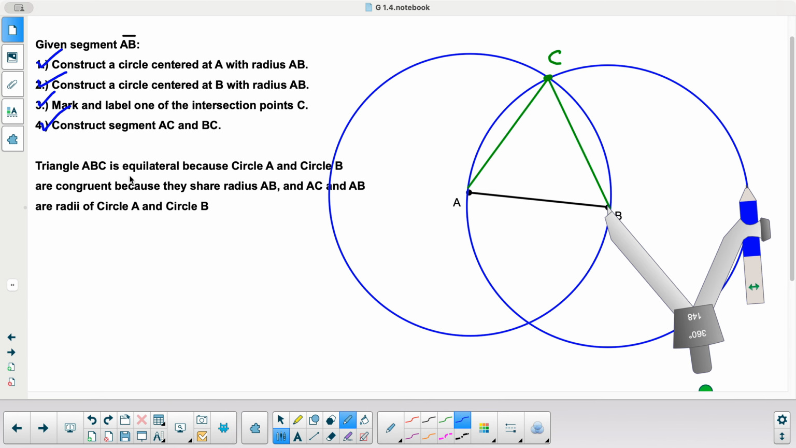Okay, so now triangle ABC is equilateral because circle A and circle B are congruent. We know they're congruent because they share radius AB, and AC and AB are radii of circle A and circle B. Okay? Easiest way to construct an equilateral triangle, just make two circles with the same radius of that segment and then mark the intersection and connect them. Okay? You could make your triangle down here as well. That would be the same thing.